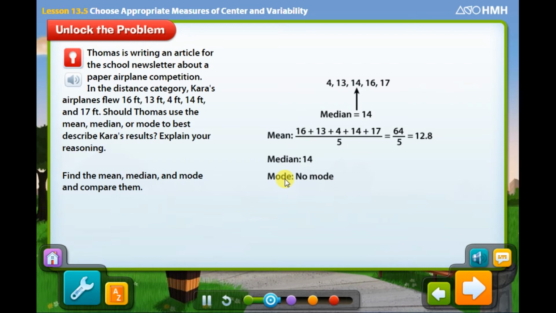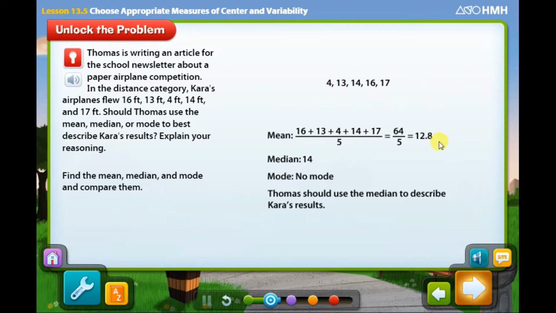Now, look at the median. The median is close to most of the values, so it is the best description of the center of the data. So Thomas should use the median to describe Kara's results. So, which one is the best description for the data? It should be just in the middle of the data.